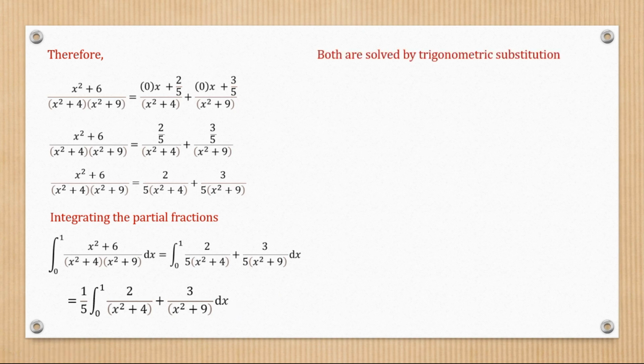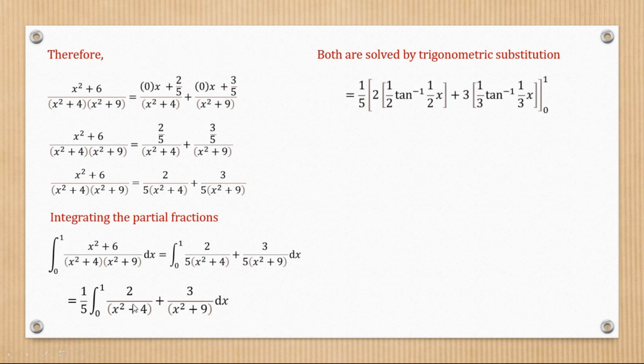Alright, so now both are solved by trigonometric substitution. As you can see, there is no other way. Now in this question, u substitution cannot work, and there is no other method that will work. It's clearly trigonometric substitution. So when we use trigonometric substitution, this is what we end up having.